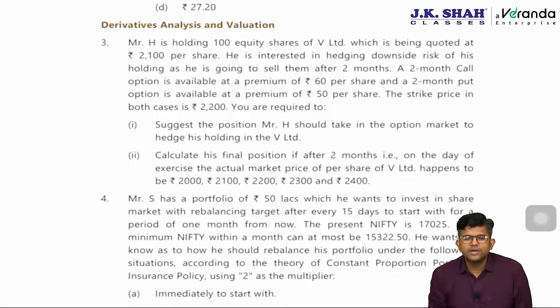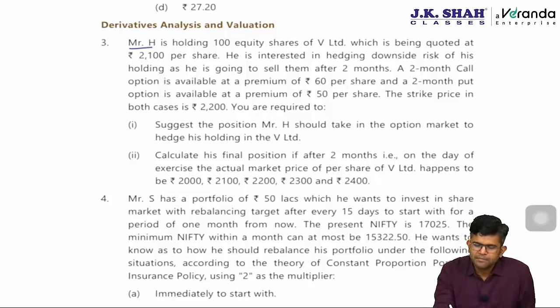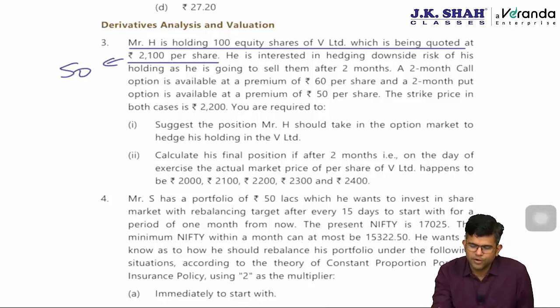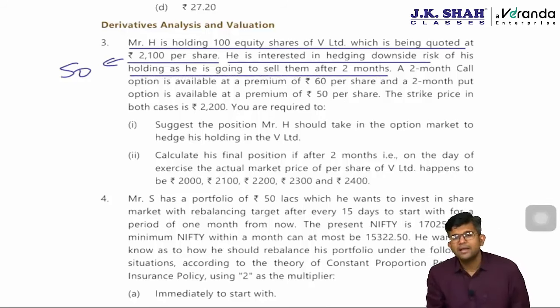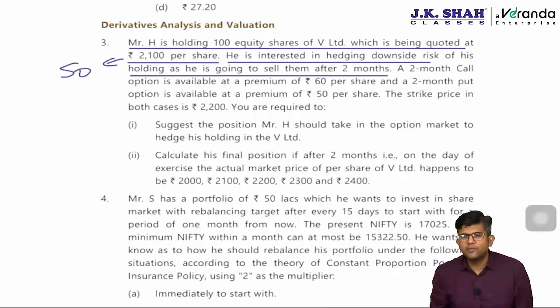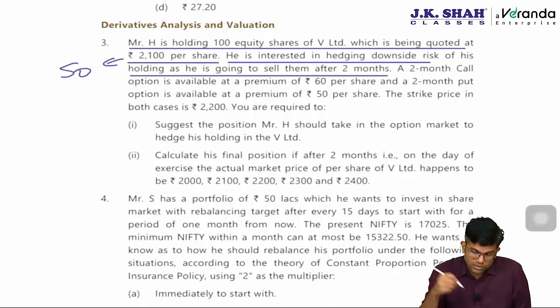So question 3, students, belongs to derivatives chapter. Let's try understanding. Mr. X is holding 100 shares of V Limited, which is being quoted at 2,100 per share. This, do you realize, is your S0 spot price. He is interested in hedging downside risk of his holding as he is going to sell after 2 months. So please understand, Mr. X here is not worried about future buying of a share. Mr. X already owns the share. He is worried about future selling of the share. He is afraid, what if the share price goes down?